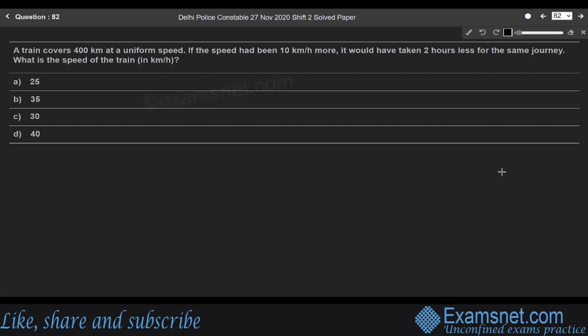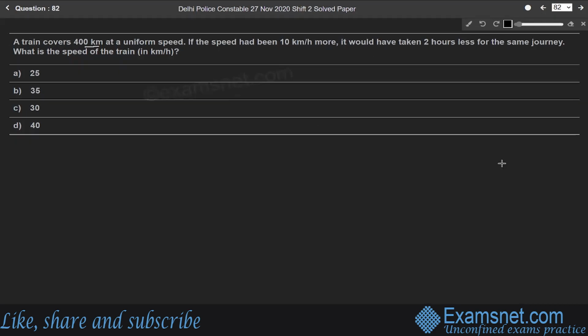Question number 82. A train covers 400 km at a uniform speed. If the speed had been 10 km per hour more, it would have taken 2 hours less for the same journey. What is the speed of the train in kilometer per hour? Here the given data: the distance covered by the train is equal to 400 km.